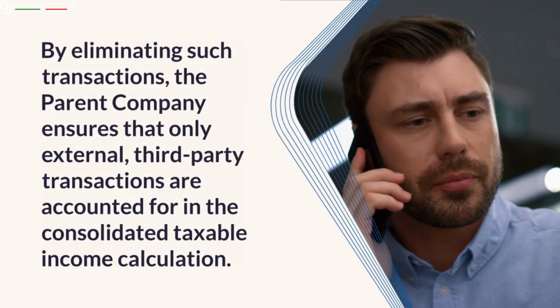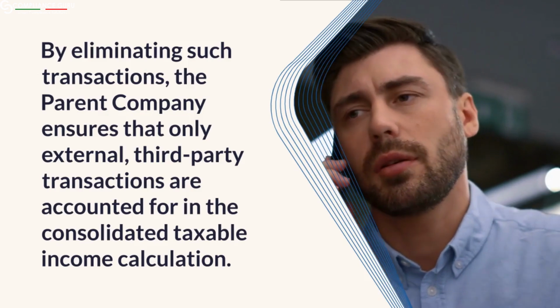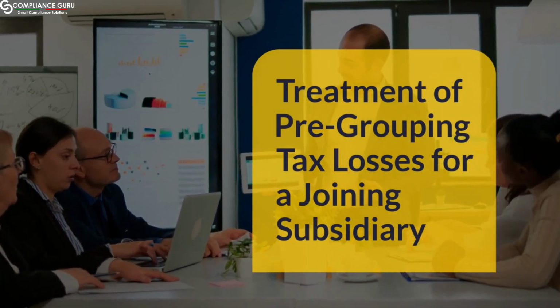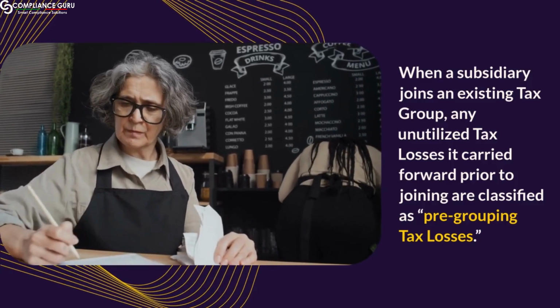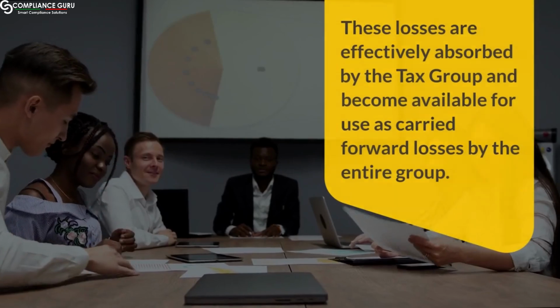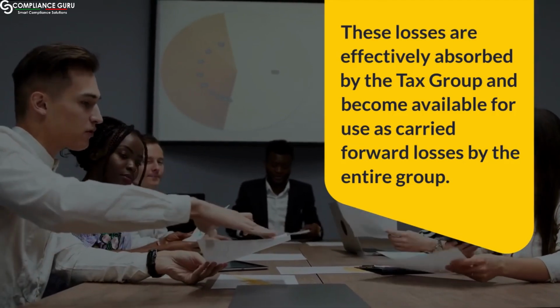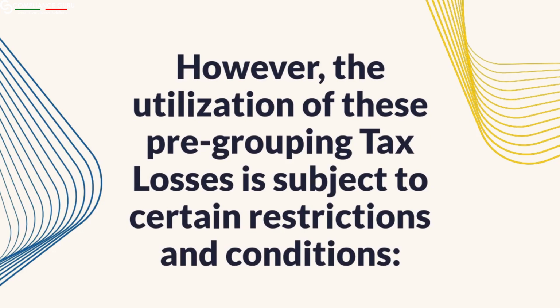By eliminating such transactions, the parent company ensures that only external, third-party transactions are accounted for in the consolidated taxable income calculation. Treatment of pre-grouping tax losses for a joining subsidiary. When a subsidiary joins an existing tax group, any unutilized tax losses it carried forward prior to joining are classified as pre-grouping tax losses. These losses are effectively absorbed by the tax group and become available for use as carried forward losses by the entire group. However, the utilization of these pre-grouping tax losses is subject to certain restrictions and conditions.